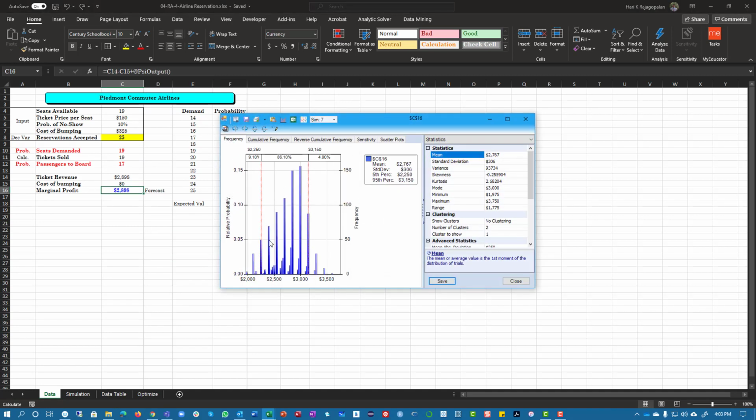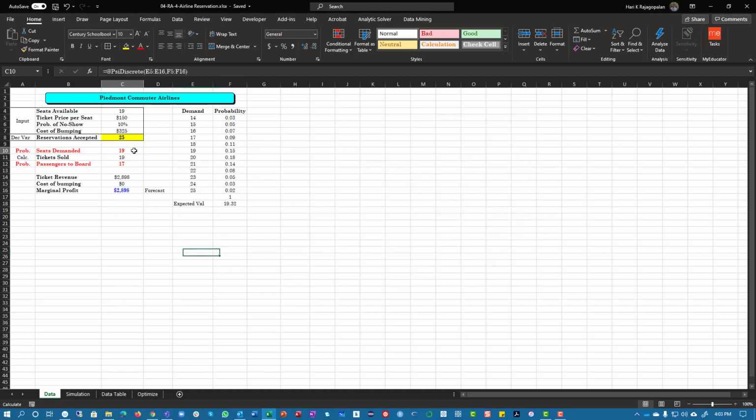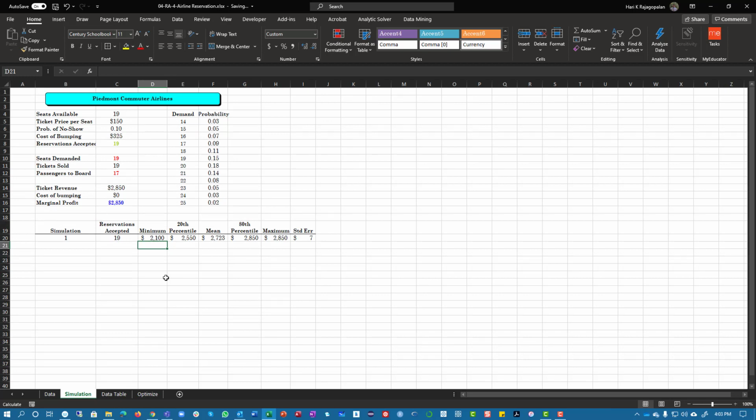So here's your marginal profit. You can see you've got an average, you've got a standard deviation, and you can look at how the data is distributed also. Because this and this are discrete, profit looks a little discrete also. So once you have this discrete part, you've set it up, you can then run a simulation and calculate whatever you want.